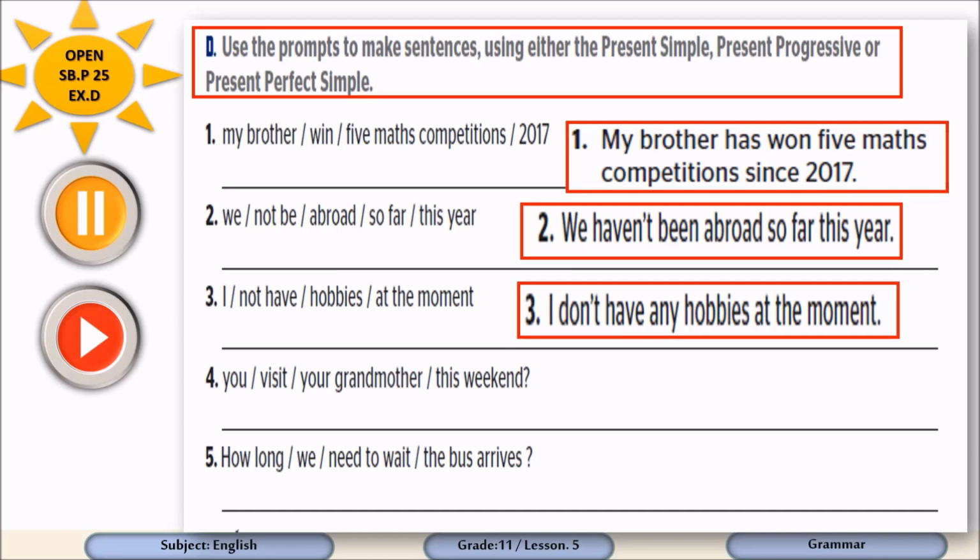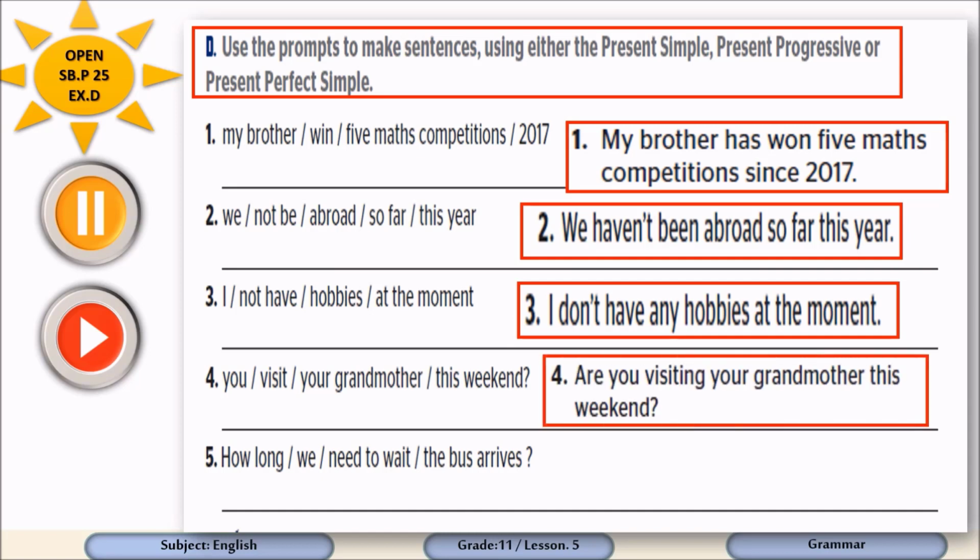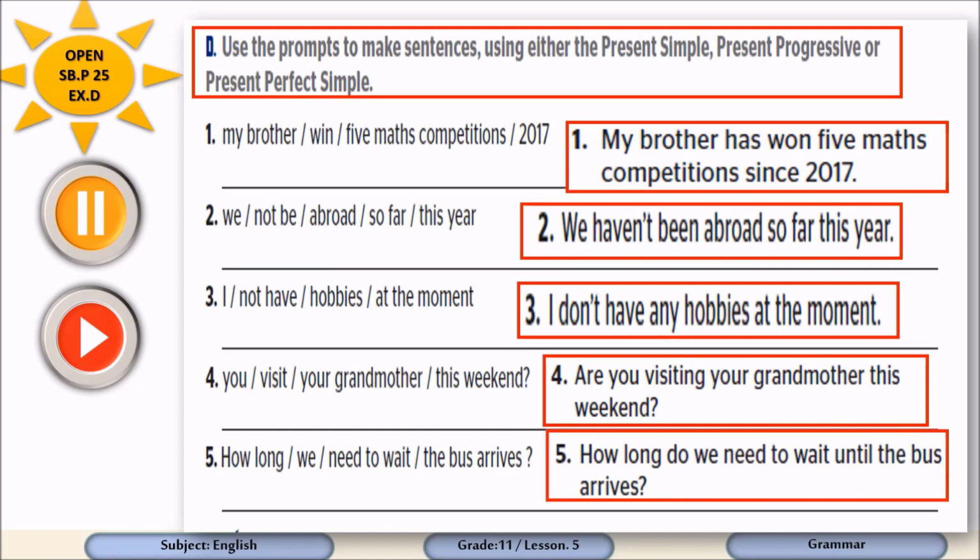Number 4, you visit your grandmother this weekend. The answer is: are you visiting your grandmother this weekend? Because the sentence indicates an arrangement in the future, so we use the present progressive. Number 5, how long? We need to wait. The bus arrives. The answer is: how long do we need to wait until the bus arrives? Excellent. Good job.